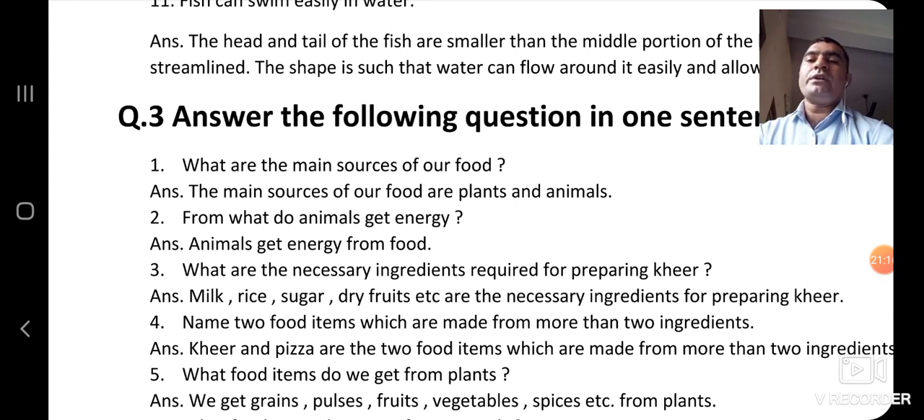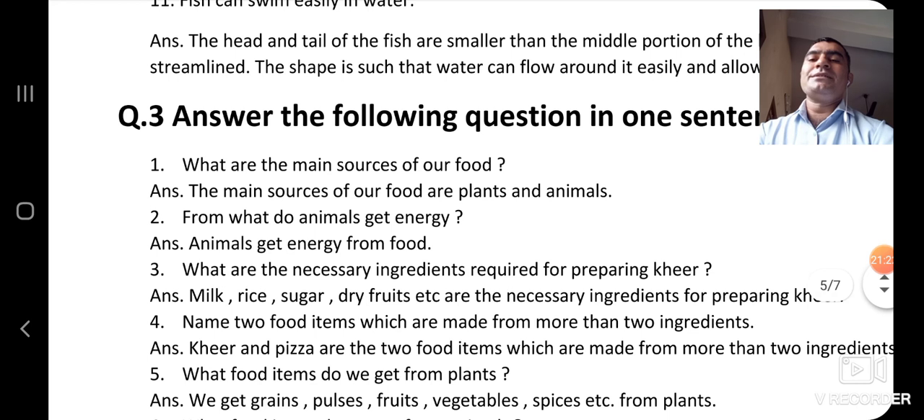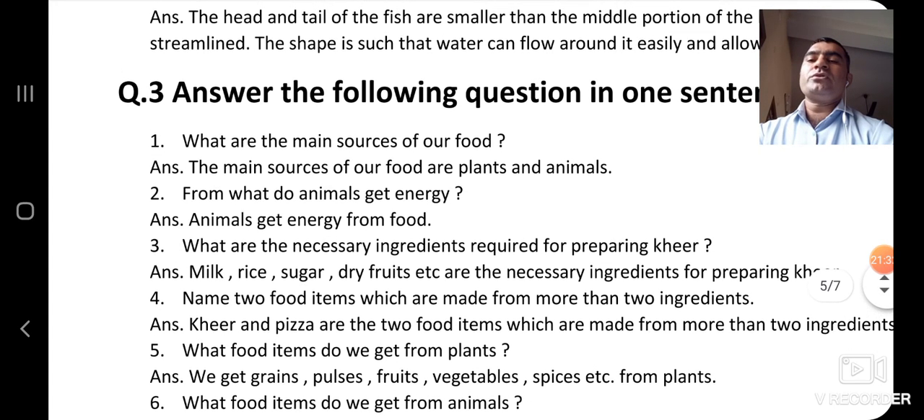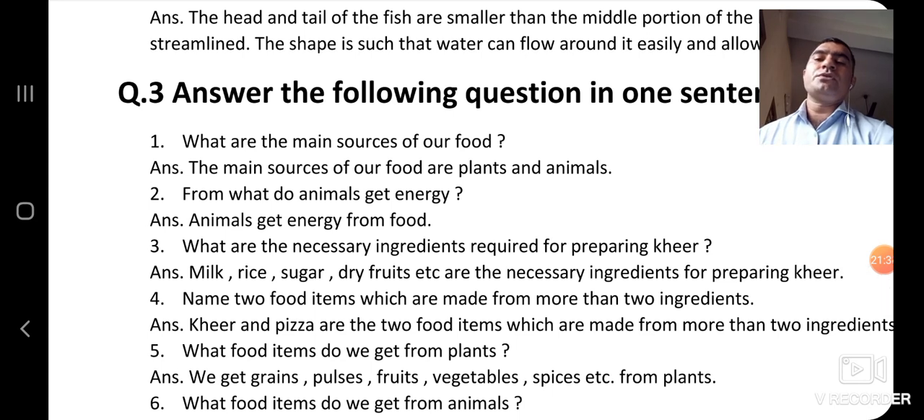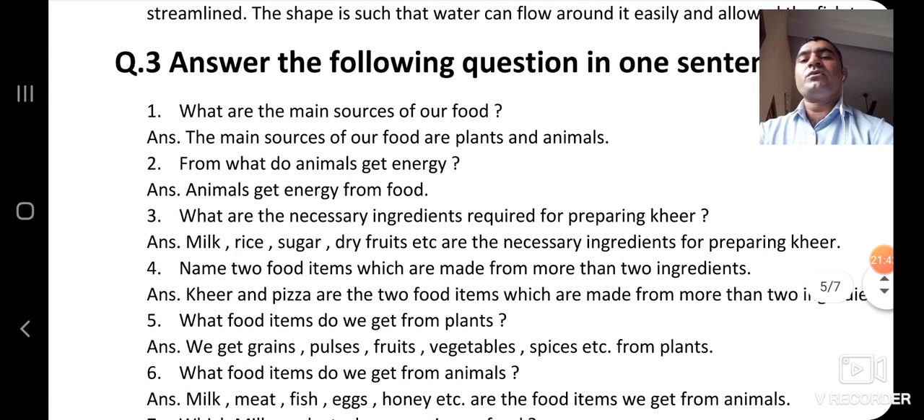Fifth question, what food items do we get from plants? Which kind of food items we get from plants? We get grains, pulses, fruits, vegetables, spices, etc. from plants. So these are the food items which we get from plants. Sixth question is, what food items do we get from animals? So which are the food items? First of all, milk, meat, fish, eggs, honey, etc. are the food items we get from animals.